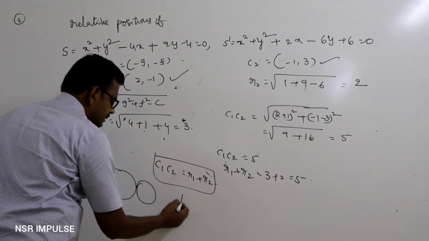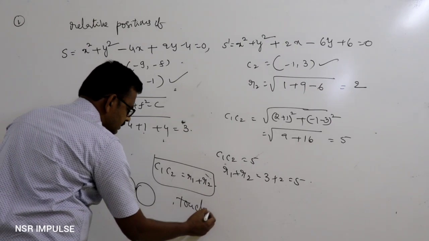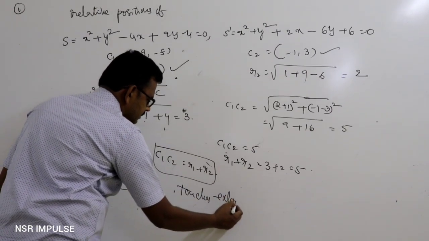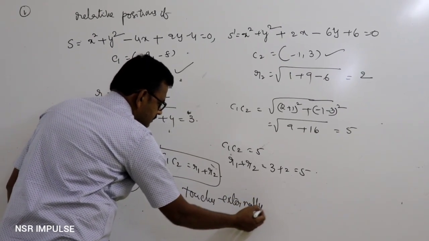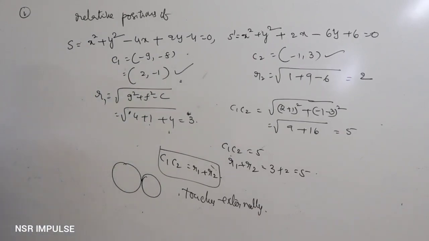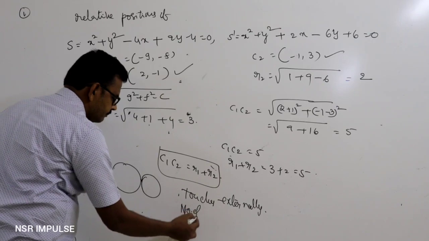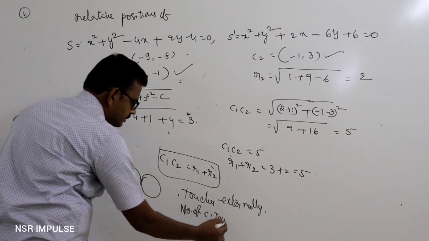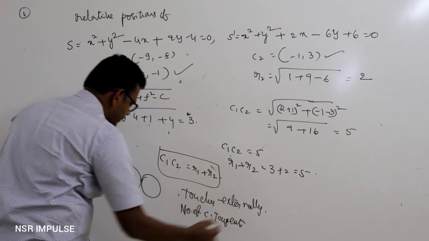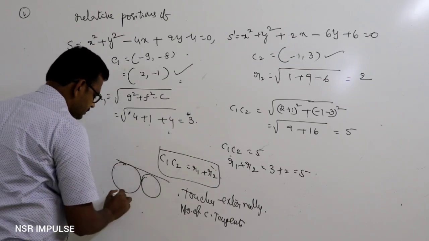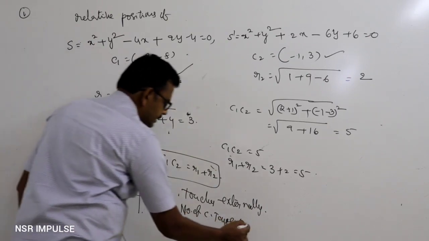So the two circles touch each other externally. And the number of common tangents is 3 tangents.